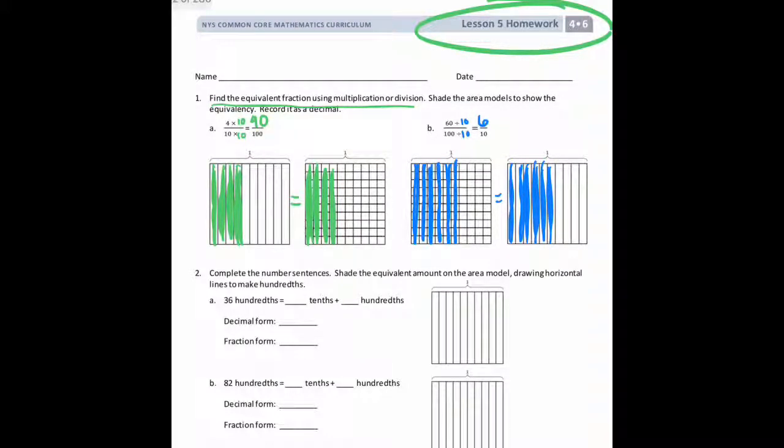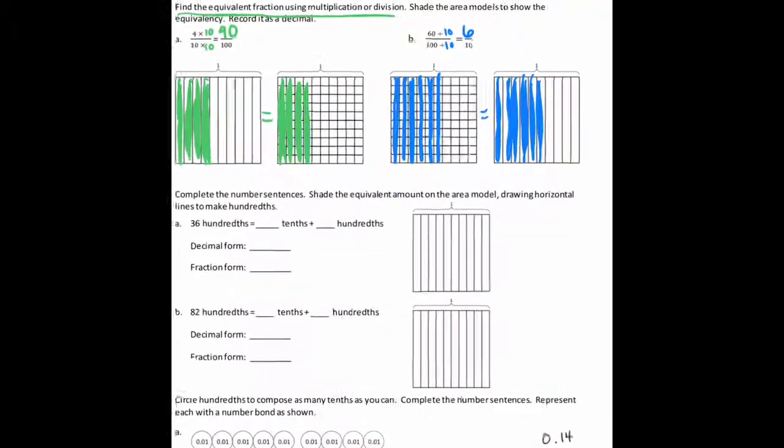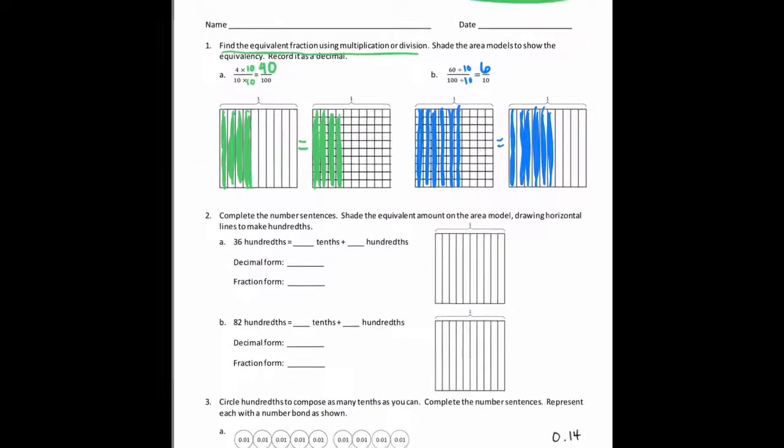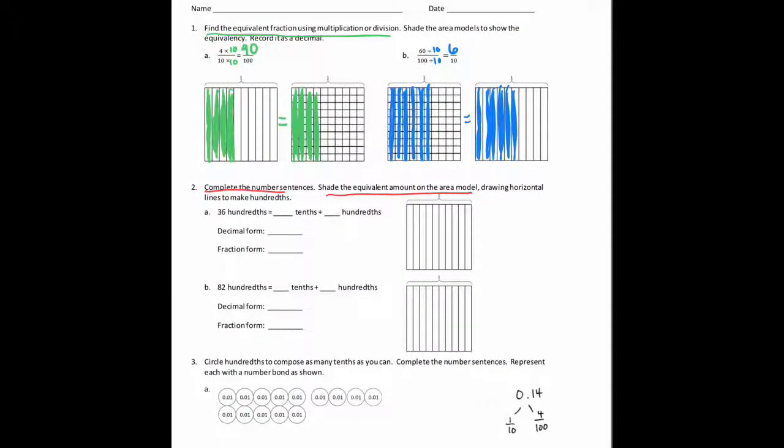Okay, on number 2 it says complete the number sentences. Shade the equivalent amount on the area model, drawing horizontal lines to make hundredths. So this time we're going to draw the horizontal lines. So I'm starting off with 36 hundredths, which is the same thing as if I colored in 3/10 and 6 hundredths. If it'll let me write it here. 3/10, 6 hundredths, which as a decimal is 0.36. And as a fraction is 36 over 100.